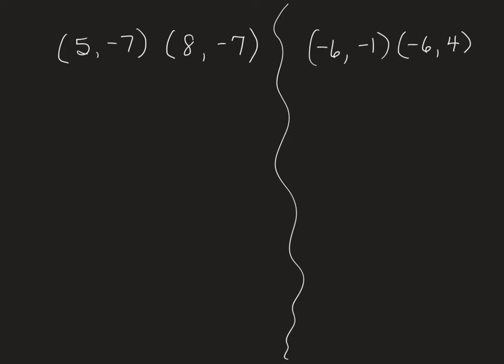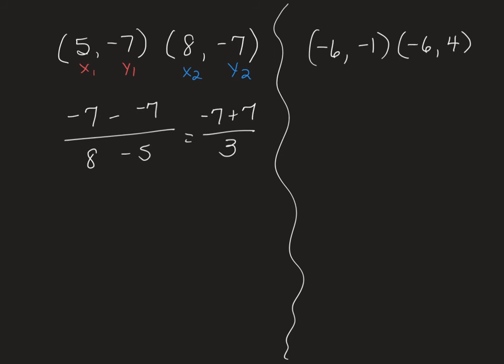And then I wanted to look at these two because they come in as special cases. Again, let's label x1, y1, x2, y2. And let's look at this one first. Let's set this up. This is going to be -7 minus a -7 over 8 minus 5. So on top, I'm going to have -7 plus 7 over 3. Well, -7 plus 7, that's 0 over 3. This one's good. My slope is 0.